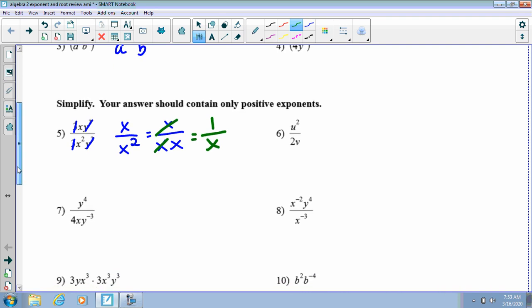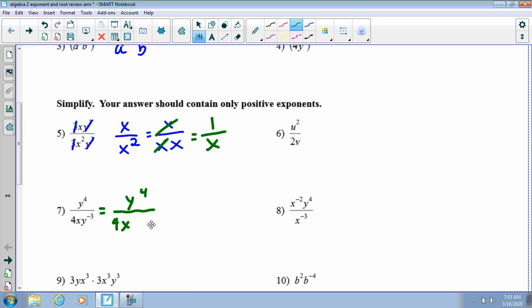Now we'll go on to our negative exponents. Remember, our negative exponents, they're going to move to the other side. So if they're on the bottom, they move to the top. If they're on the top, like number 8, it's going to move to the bottom. So for this one, before I do anything else, I just want to make sure I have no negative exponents. So I'm going to leave my positive ones where they are.